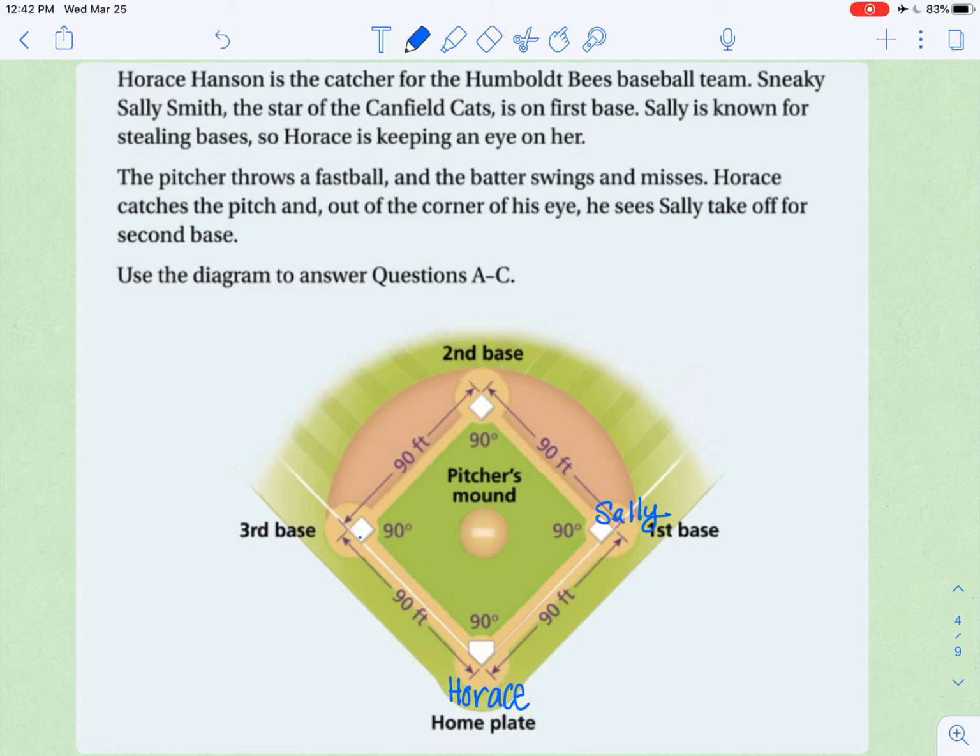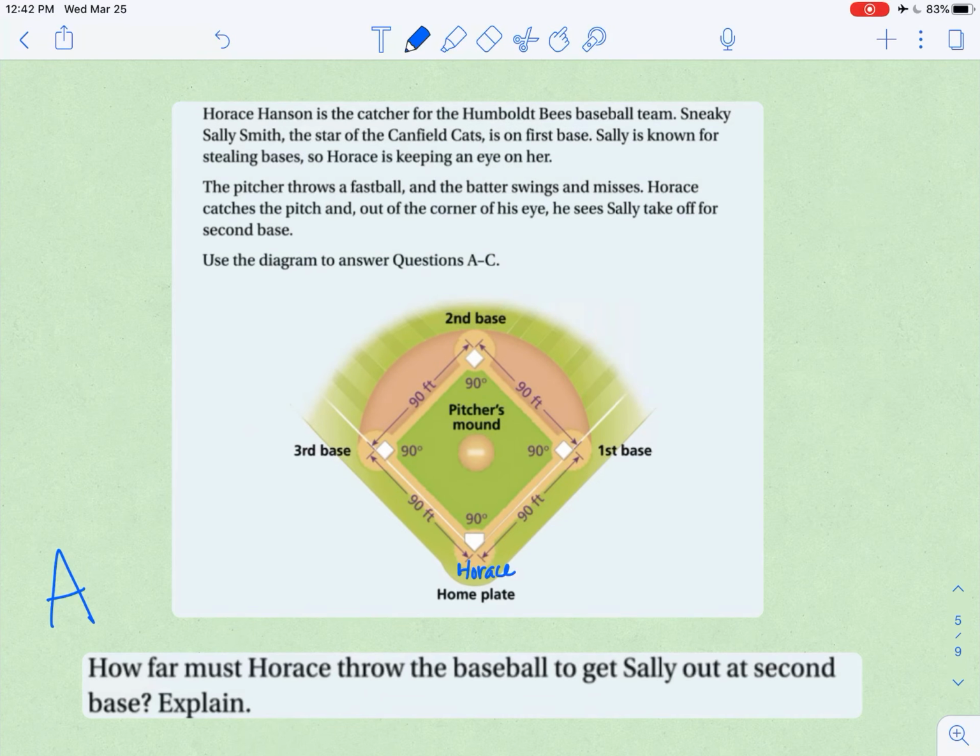So, I've added a little bit of labels to our figure. We have the baseball diamond. The distances are measured. It's 90 feet from base to base, and each angle is 90 degrees. And I've just indicated that Horace is the catcher, so he's behind home plate, and Sally is on first base, so I just put Sally at first base for you guys just to help with the visualization. So now we're going to take that scenario, and we're going to look at the first question.